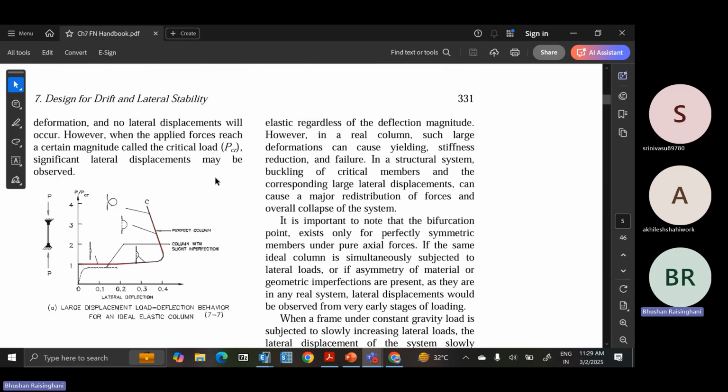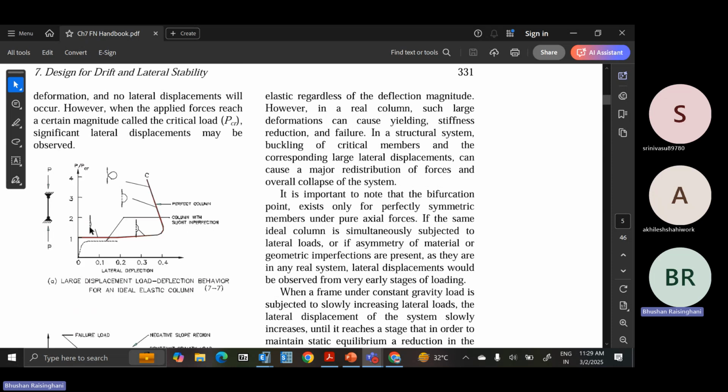So this is what I explained to you regarding the critical load. Also, you can go through this document in detail. The initial displacement of the column due to axial load slowly increases, and then up to the failure. So the graph is in the reverse order. This is a perfect column. This is for the column with slight imperfection. Okay. So this way you will get the graph for P upon PCR.